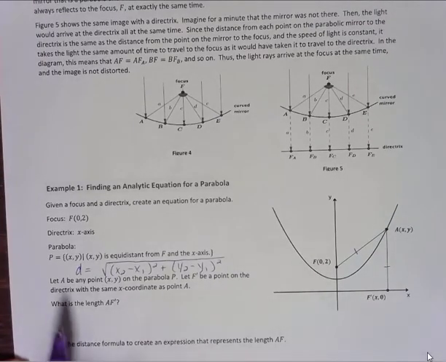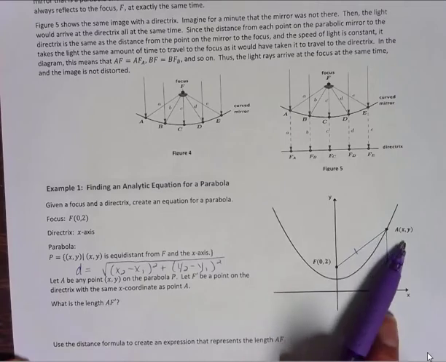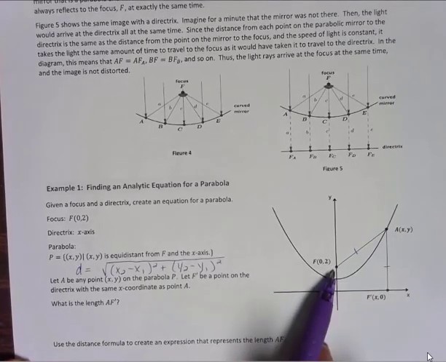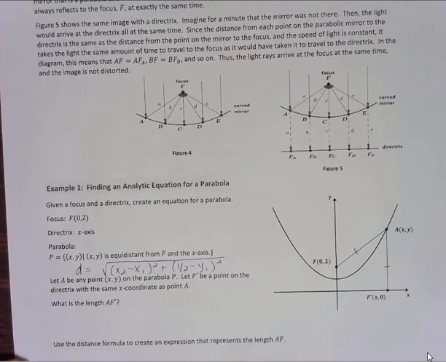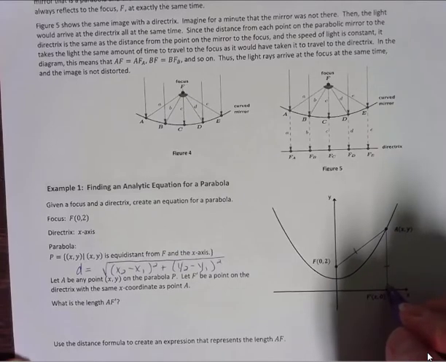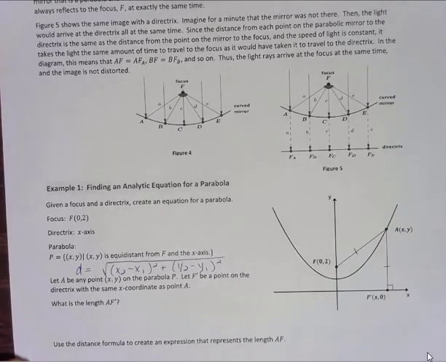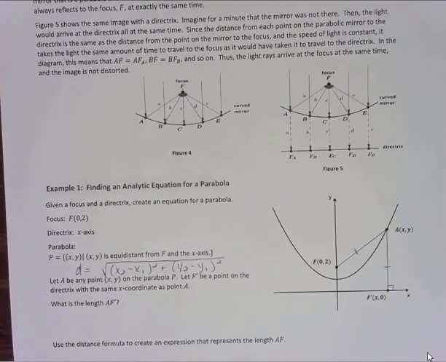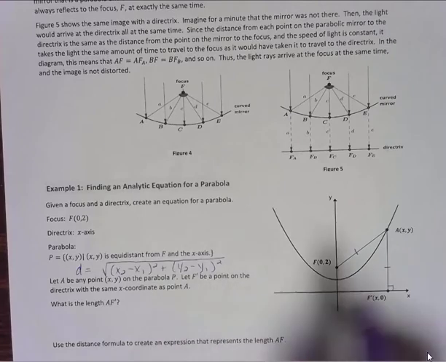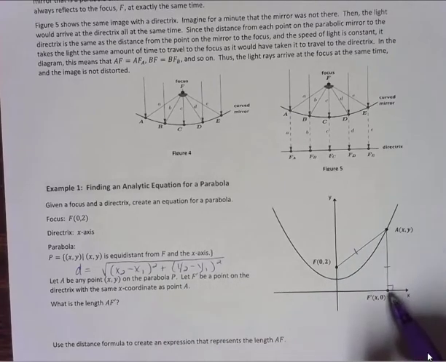Okay, so let's let A be any point (x, y) in the parabola. This is our F prime, which is a point on the directrix with the same x-coordinate as A. So if it has the same x-coordinate, that means that we are drawing this down and we're forming a right angle. Okay, so the question is, what is the length of AF prime? So we're looking for the length of this right here.